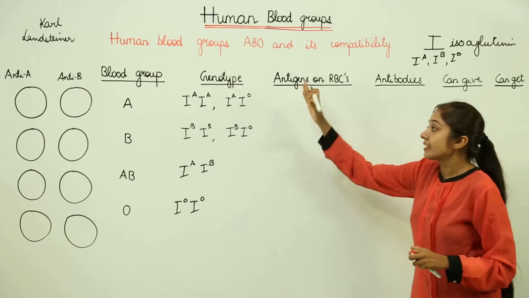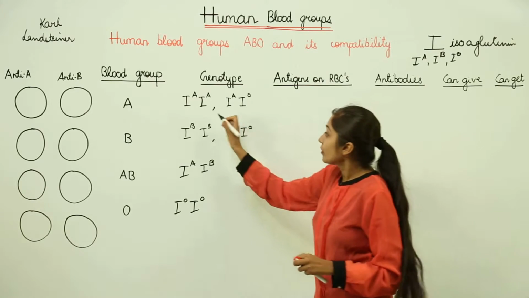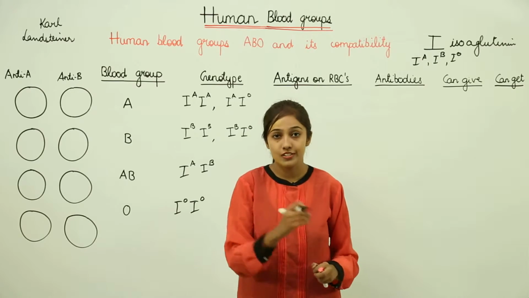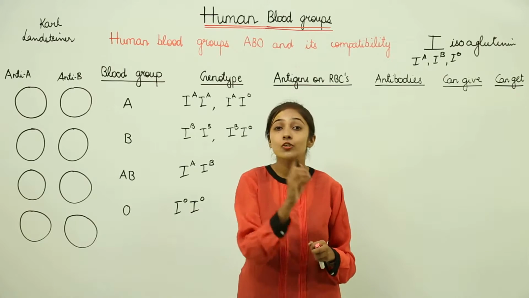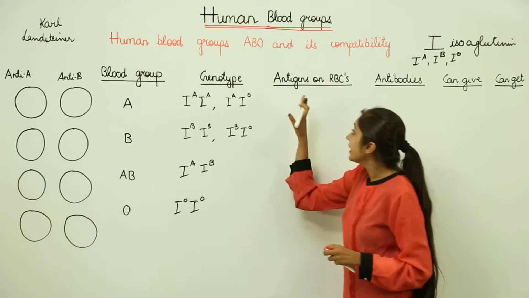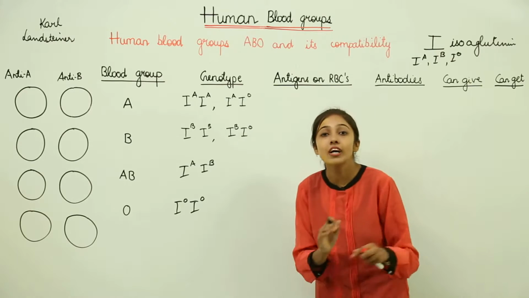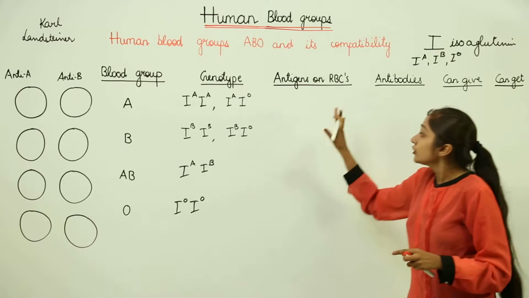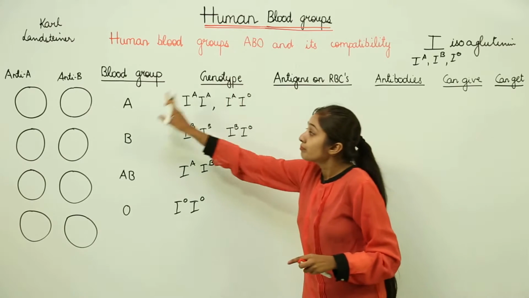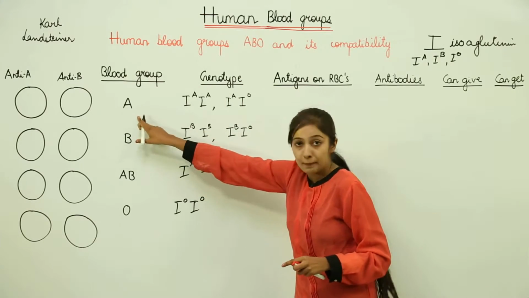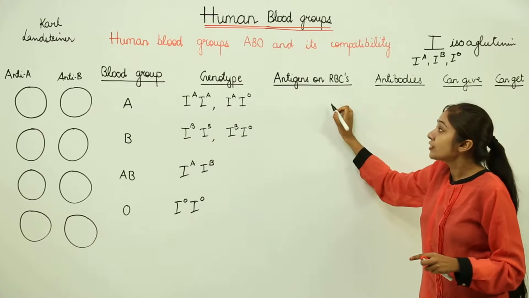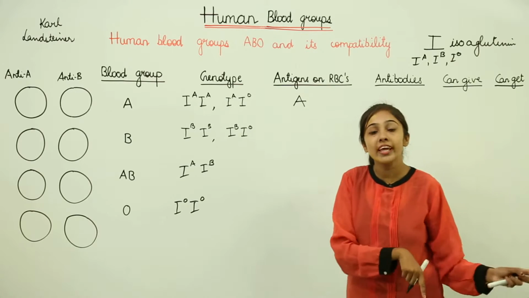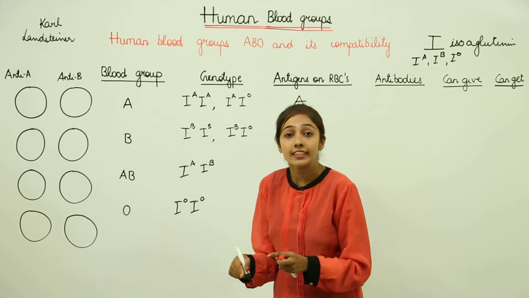Then these alleles are going to form proteins. Those proteins are known as antigens. And these antigens lie on the surface of the RBCs. So the organism who has blood group A is going to have which antigen? A antigen. So a blood group A person is going to have antigen A.